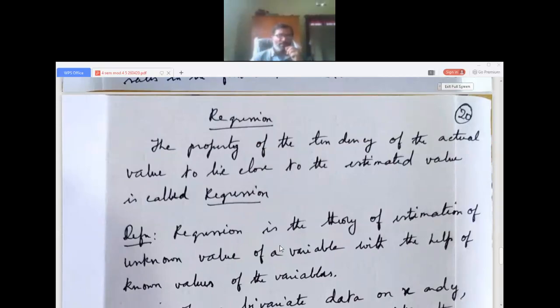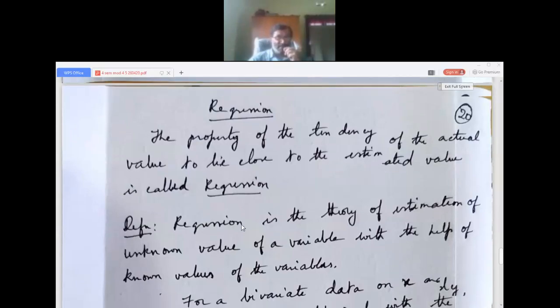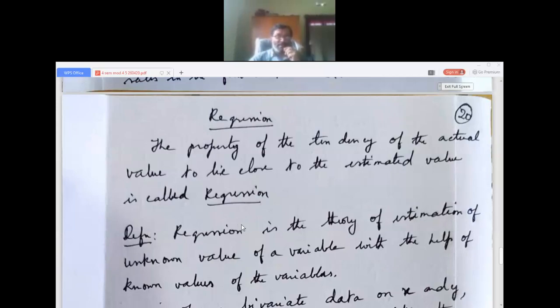Just a definition. The same explanation I gave now is generalized in the form of a definition. Regression is the theory of estimation of unknown value of a variable with the help of known values of the variables.